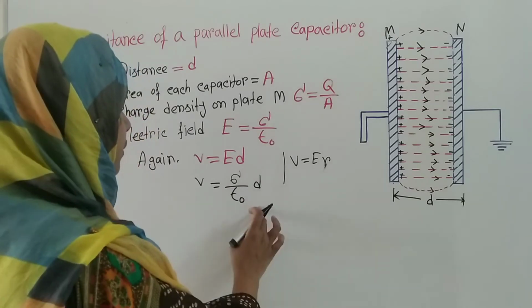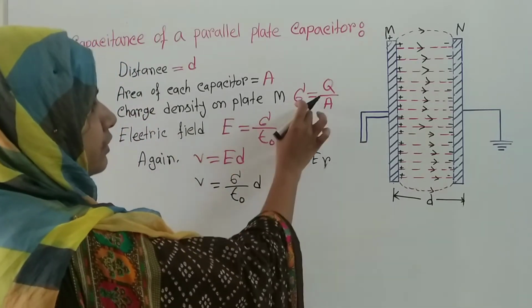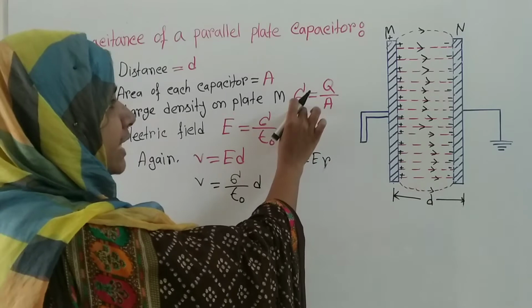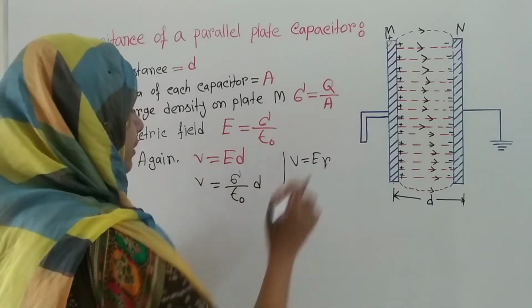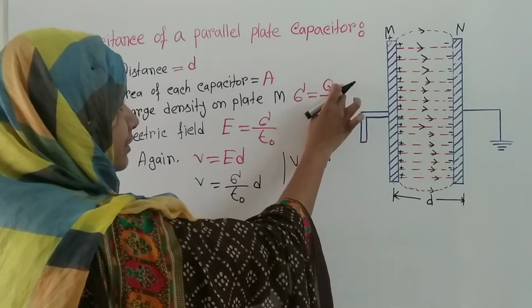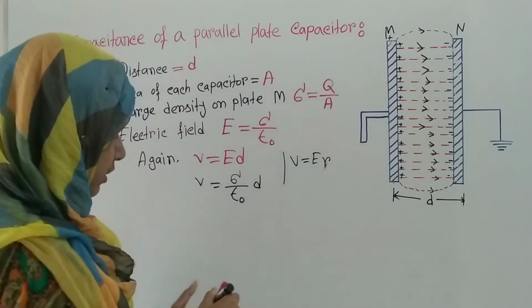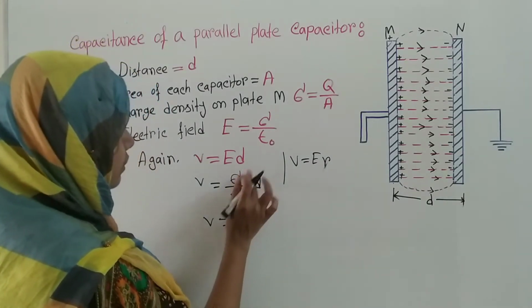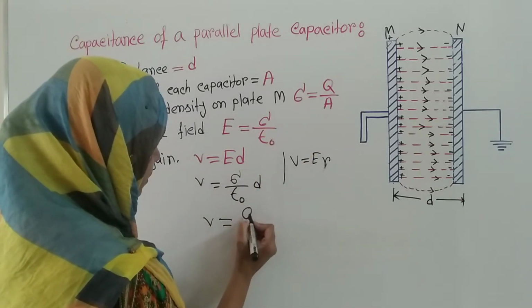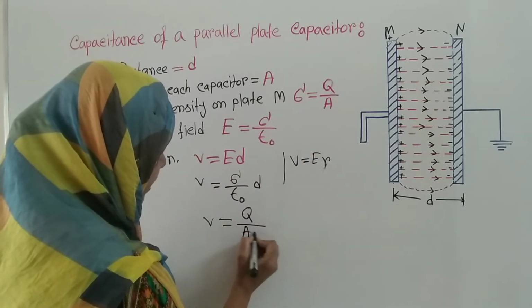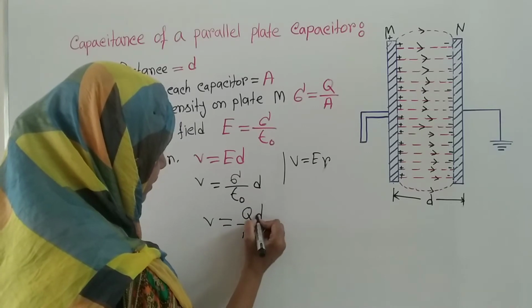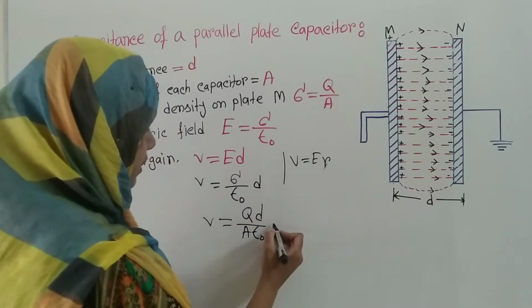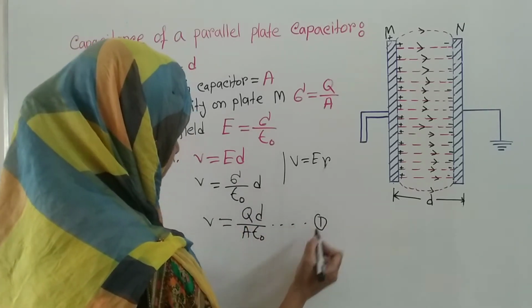From the equation of charge density, we already know that sigma is equal to Q divided by A. So I am going to put this value here. Now we will get V is equal to Q divided by A epsilon naught, into D. Put it as equation 1.